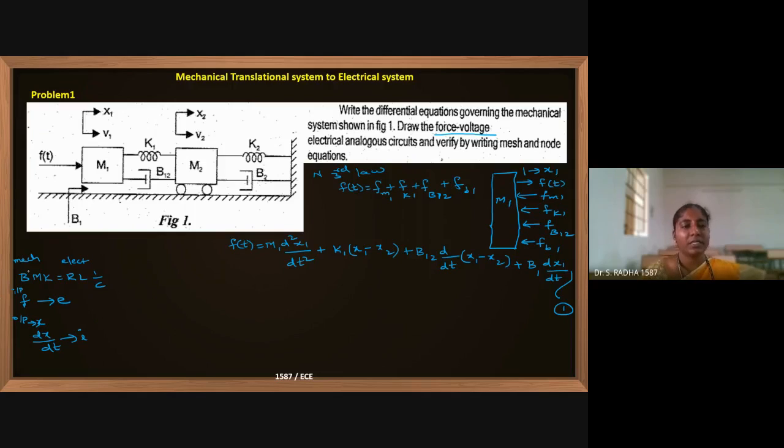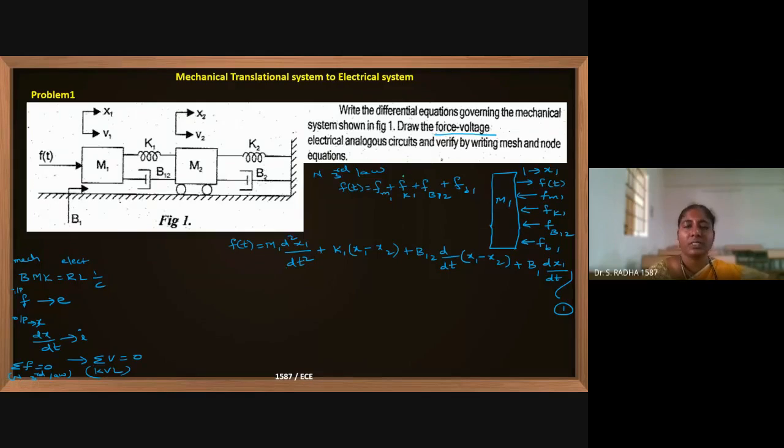Generally in the mechanical system, we write sum of forces equal to 0, which is Newton's third law. This we follow in the mechanical system. In the electrical system, force is equivalent to voltage, so sum of voltages equal to 0 I have to write. That is the KVL equation.